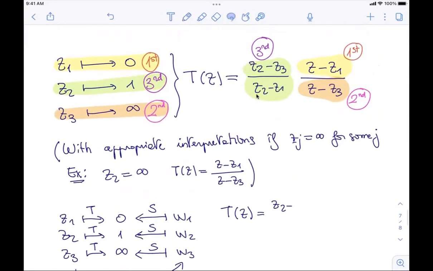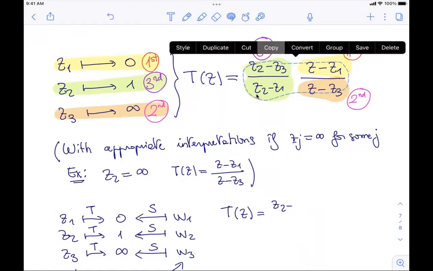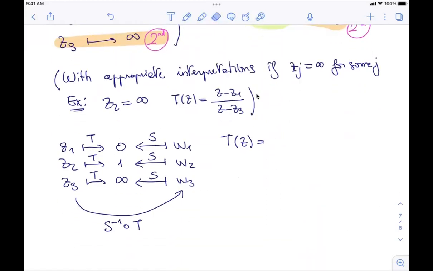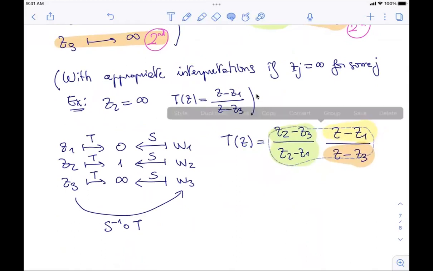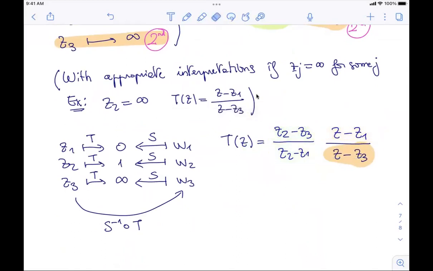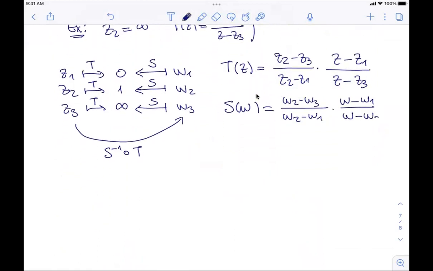I'm going to go ahead and just copy the formula instead of spending time writing it. And then you have S of W, which is (W2 minus W3) divided by (W2 minus W1), times (W minus W1) over (W minus W3). Okay, and this gives us the implicit formula that we were talking about.